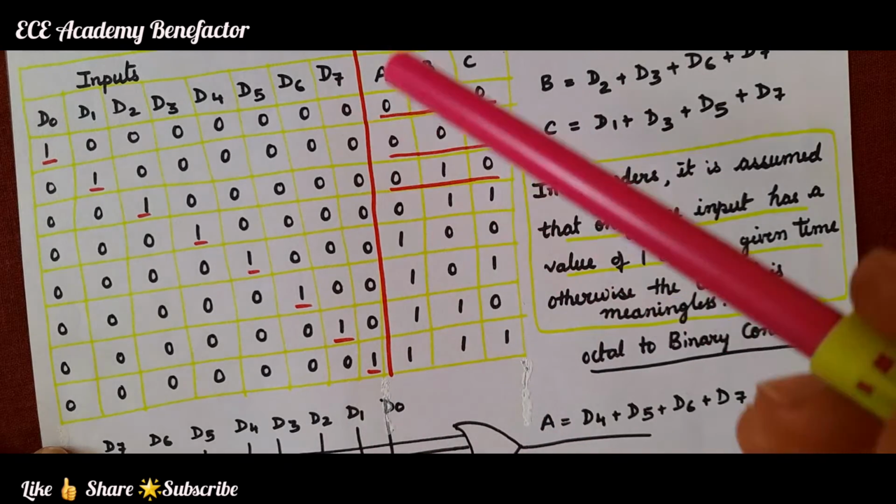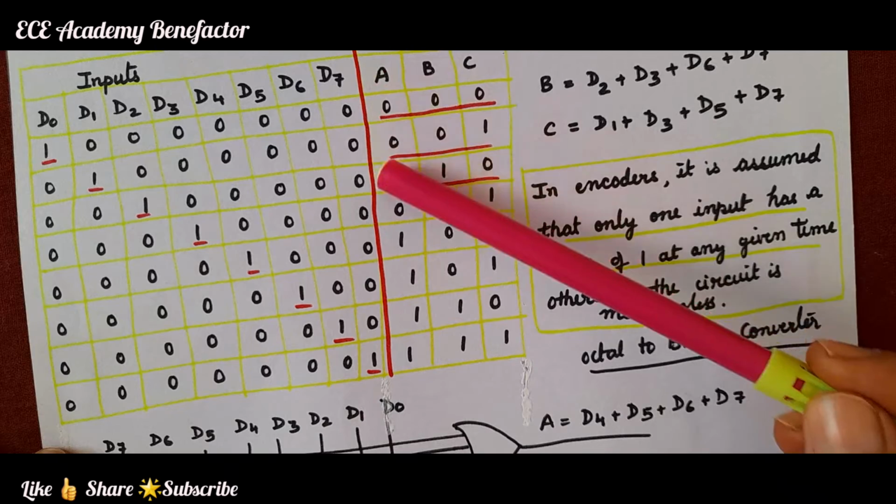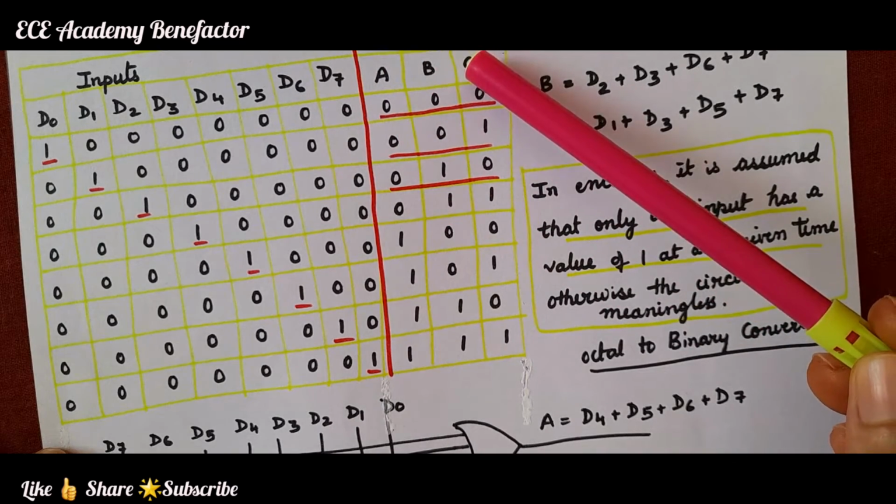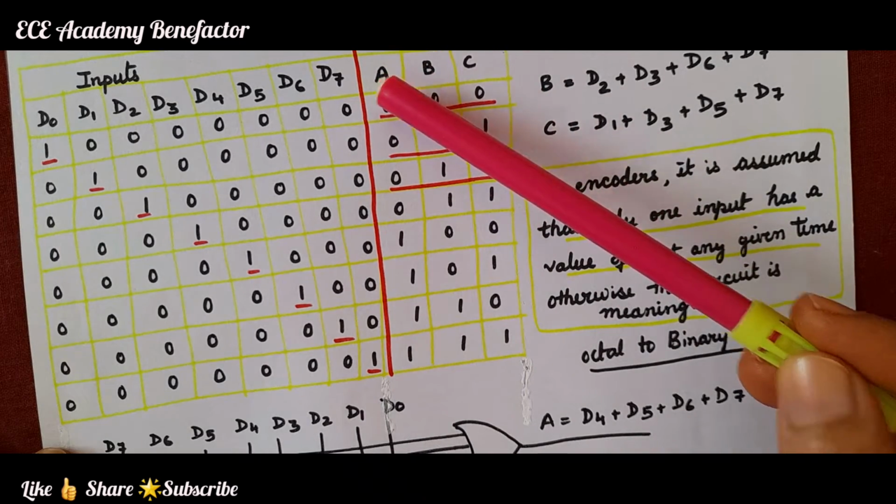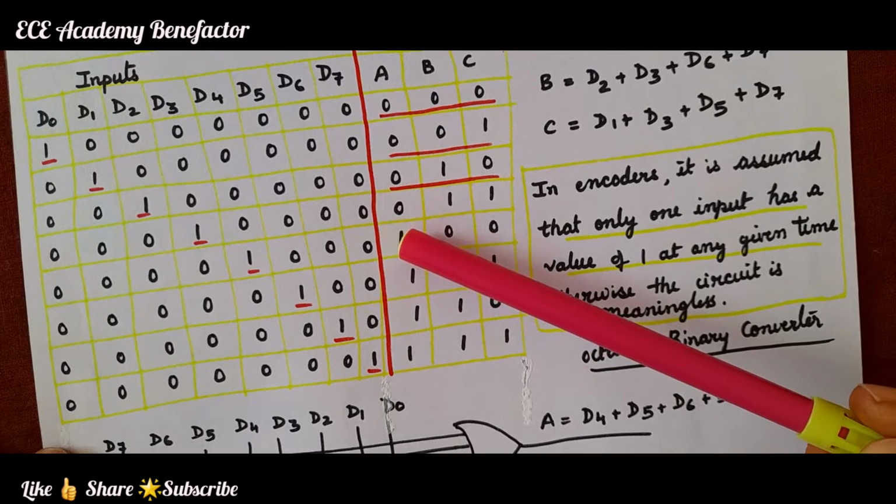Okay. So, now we have to write the equation of A, B and C outputs. For A output, we will see where they are 1.